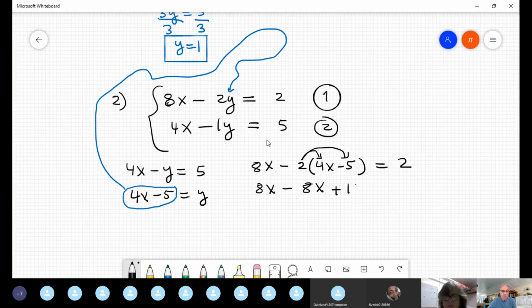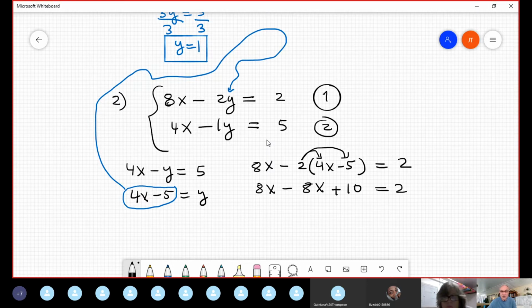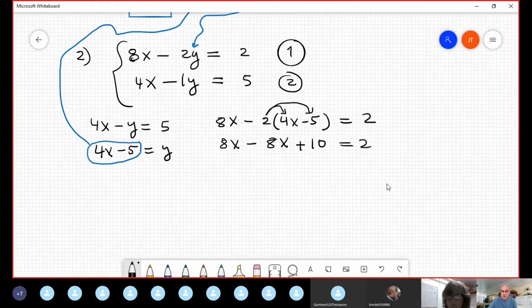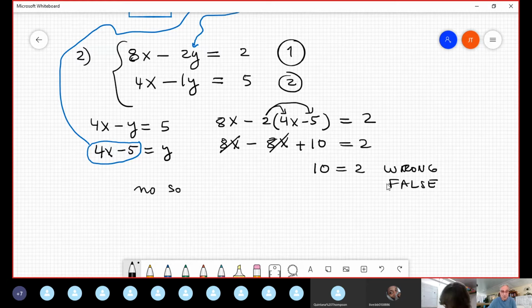Negative become positive 10. No? But wow, look at that. What an amazing, suddenly weird situation happened when this and this are canceled out because they are the same, it's 0, they disappear. Wow, it's gone. And you get this statement. It's completely wrong. It's completely false. Statement false. And that means that we have no solution. This system has no solution.